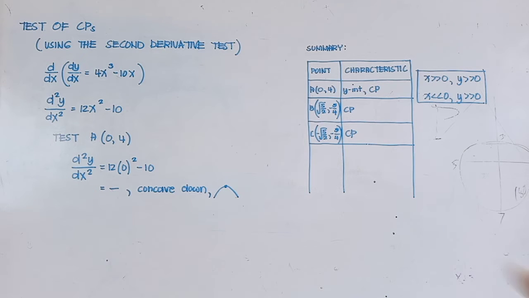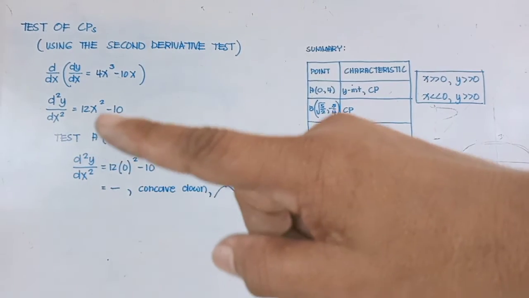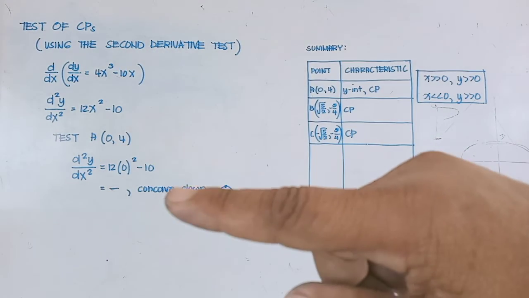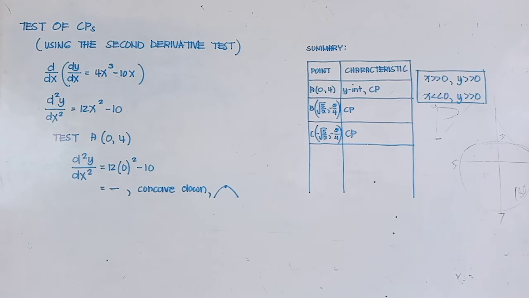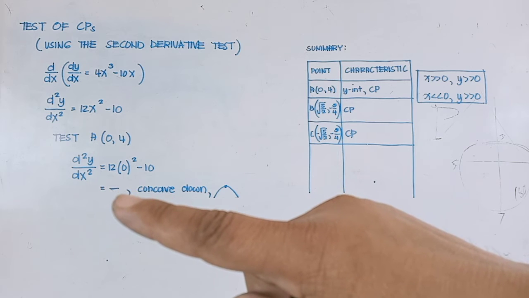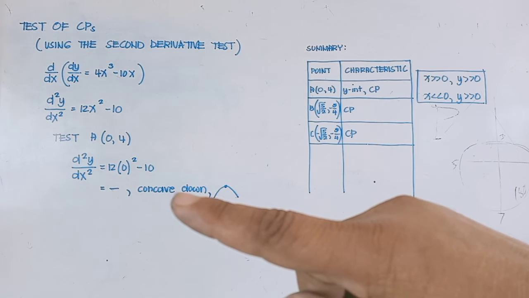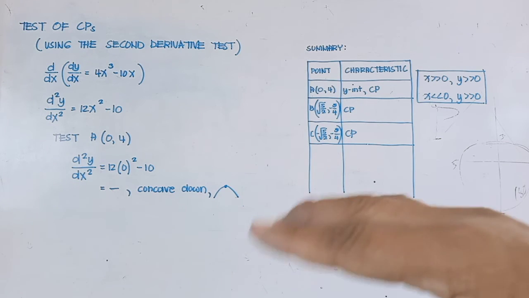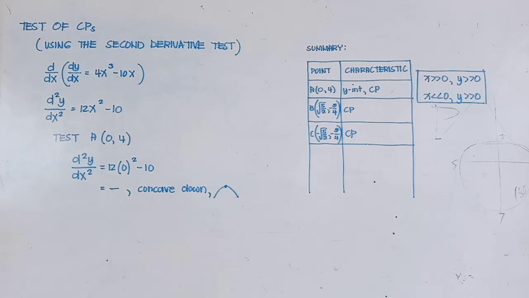Since our second derivative is a function of x only, just substitute the x coordinate of any critical point, and we are only after the sign. We don't care about the value, just the sign. Whenever it is negative, it means concave down. Anything that's negative goes down, right? If you examine closely our vertical axis, as we go down, the numbers become more and more negative.